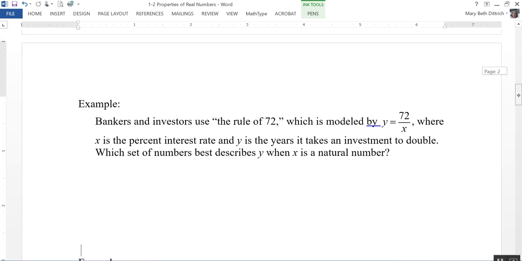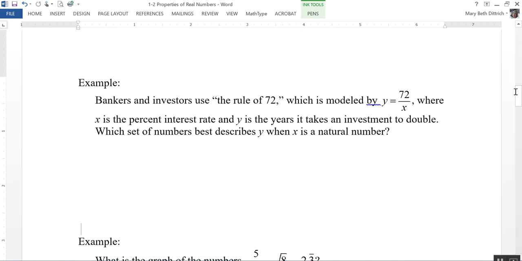Let's take a look at an example here. Bankers and investors use something called the rule of 72, which is modeled by the equation y equals 72 over x, where x is the percent interest rate and y is the years it takes an investment to double. Which set of numbers best describes y when x is a natural number?